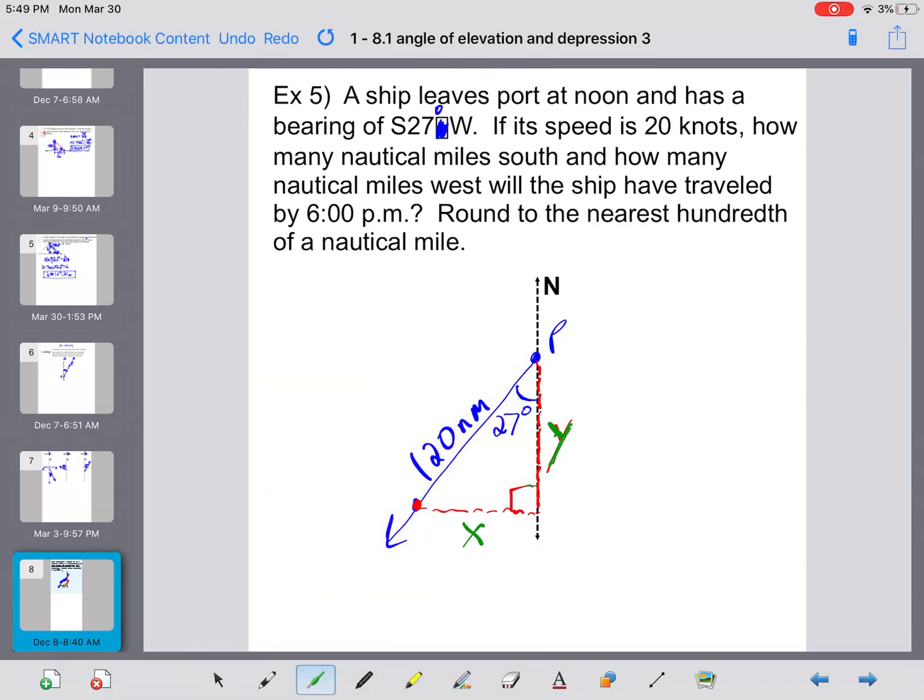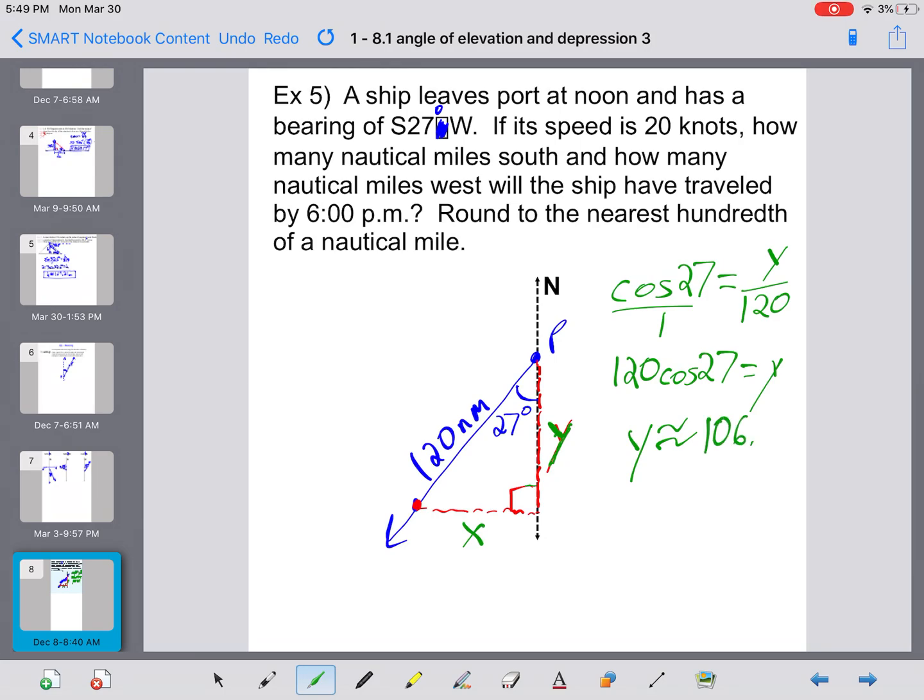Looking at the y right here, which is on this side, the only angle we know is 27. Now I know you can find this bottom left angle, you can do that if you want, but I'm just going to use 27. If I want to know the y side, and I know 120 nautical miles is the hypotenuse, I can use a cosine. So the cosine of 27 equals y over 120. Like we did in the last problem, think about this as over 1. Multiply both sides by 120, so you get 120 cosine of 27 equals y. You don't have to do cosine inverse. You just type that in as you see it, and you'll get 106.92 nautical miles south.